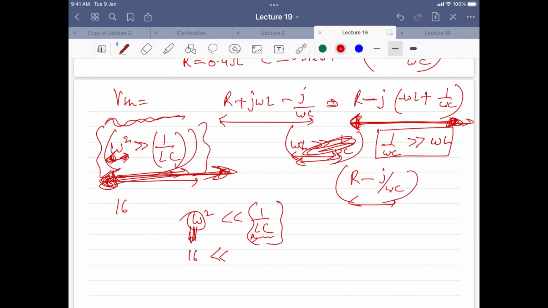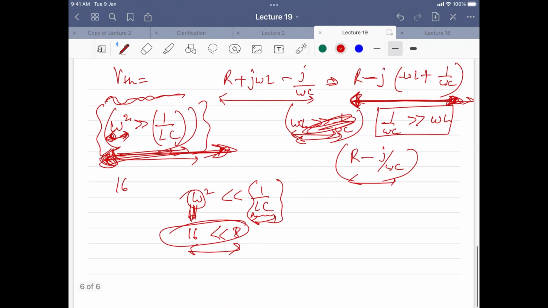What will be the answer here, 1 by LC? 0.125. So 1 by 0.125, so take the inverse, how much is it coming? 8. But this is not valid, right? I don't know. I think the greater than sign was not done correctly?